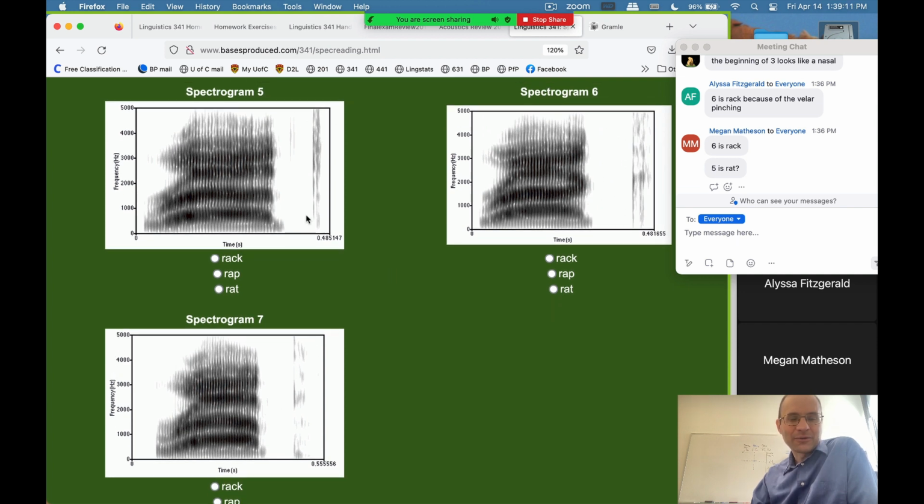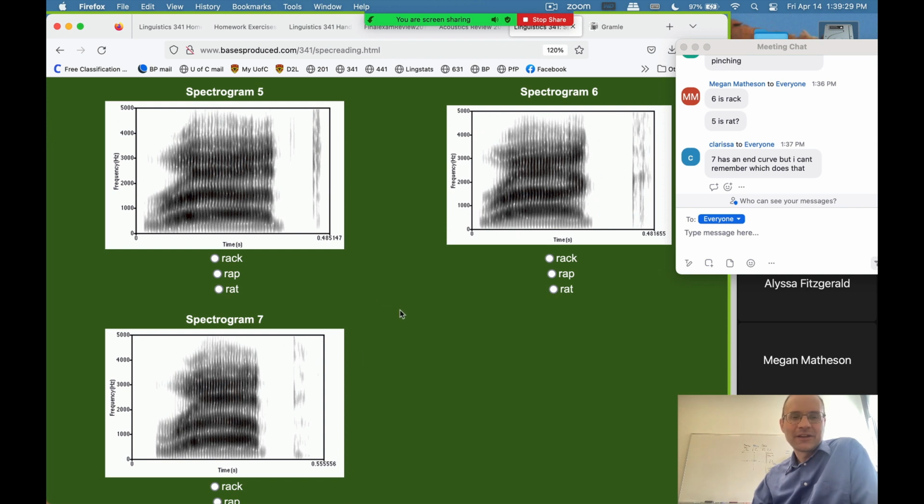5 is rat. Why do you guess that? Seven has an N curve. Good observation. Not just the curve matters, but where it's going matters as well.